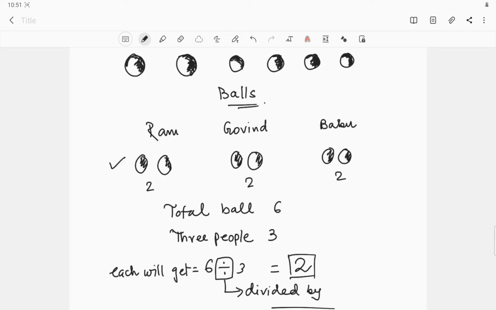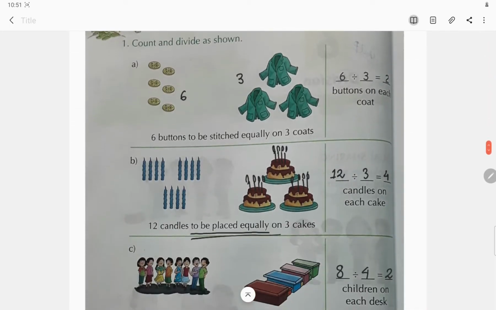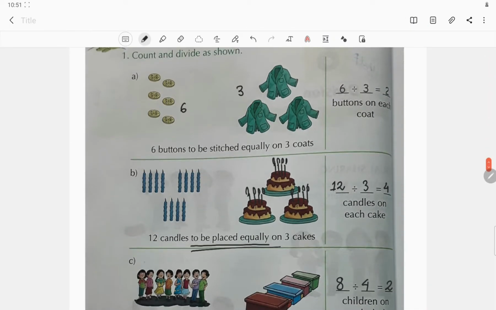We have already done addition, subtraction and multiplication. This is another operation, and this operation is called divided by. That means 6 divided by 3, you will get 2. Okay, so now I'm going to the next page.